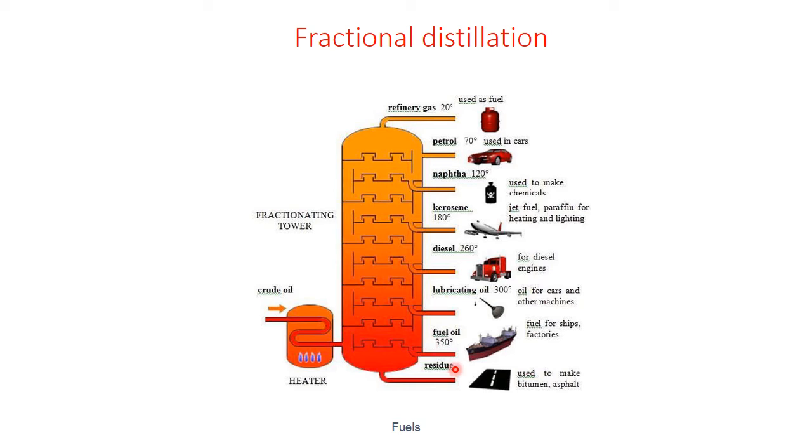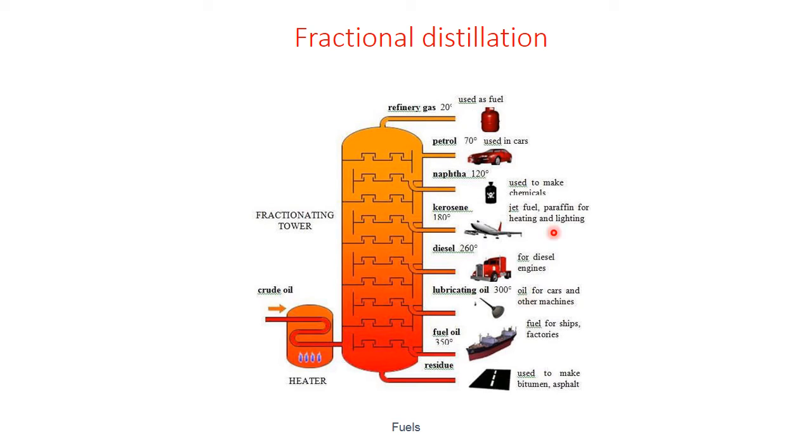So if you see, first you will get fuel oil at around 350 degrees Celsius, second lubricating oil at 300 degrees Celsius, diesel at 260, kerosene at 180, naphtha at 120, petrol at 70 degrees. And at the end, at the top of the fractionating tower, we have the uncondensed gases. It is a mixture of hydrocarbons from C1 to C4, and that can be used to prepare LPG, liquefied petroleum gas, which is used as a fuel.